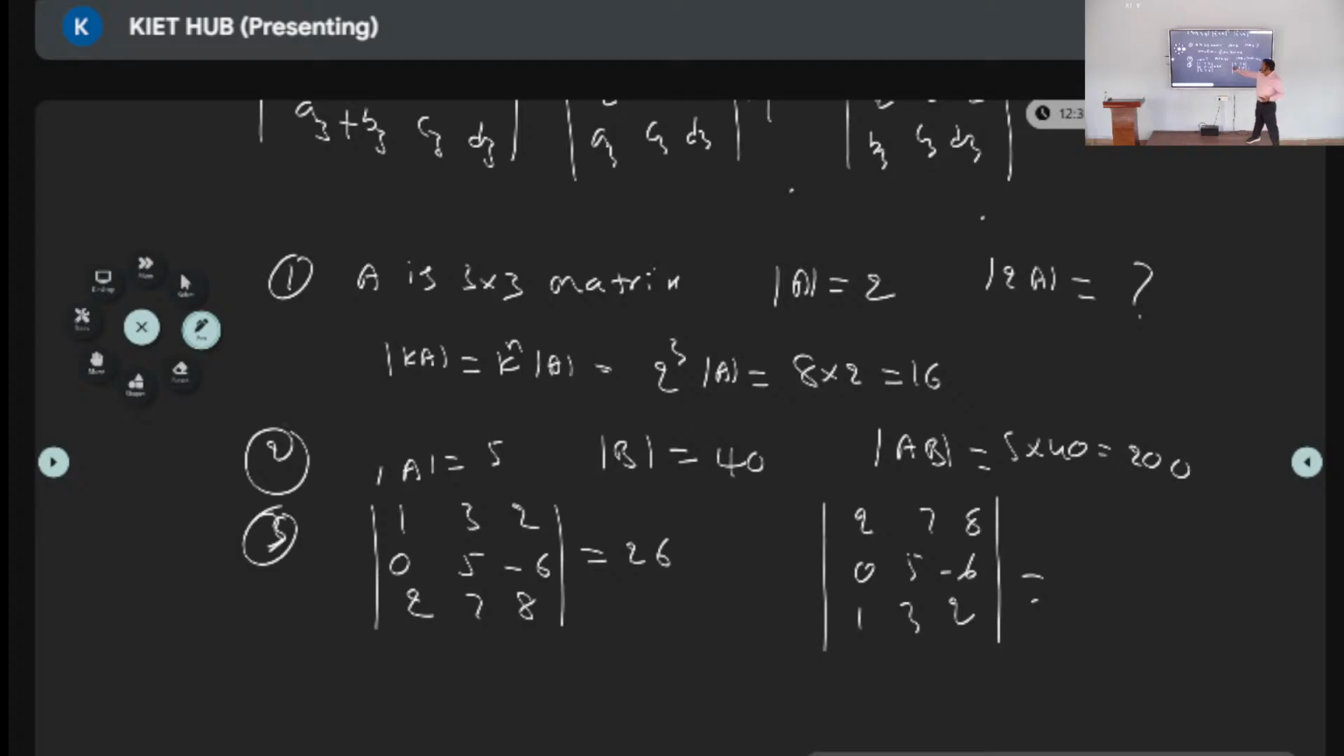The answer for this one is minus 26. Why minus 26? First and last rows got interchanged. If two rows are interchanged, the determinant value remains the same, the sign changes. Minus 26 is the correct answer.